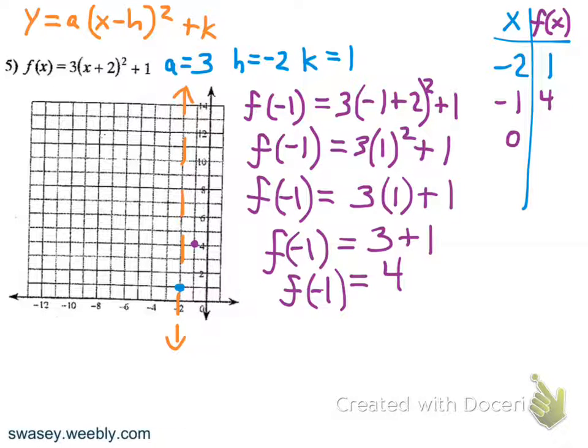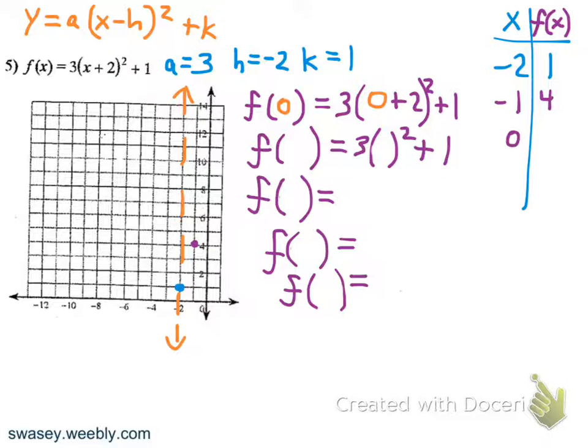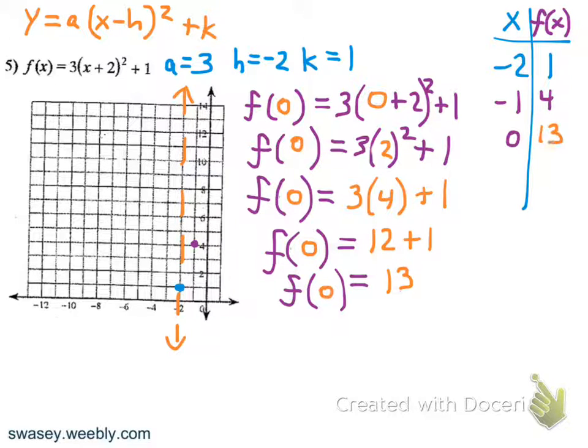Now let's put in 0 next. So we're replacing x with 0. 0 plus 2 is 2. 2 squared is 4. So we're finding f of 0. Multiplying 3 times 4 gives us 12. And 12 plus 1 gives us 13. So if you were wondering why they gave us such a big grid, that is why.